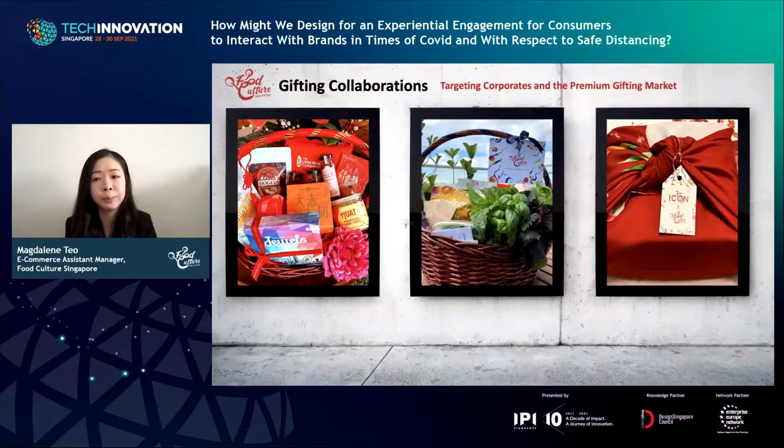And we also do gift collaborations, like gift bundles where we target the corporate sector, especially in this climate where everyone is working from home and people like to send gifts to encourage each other. This is a very good way for us to help our brands reach our consumers.